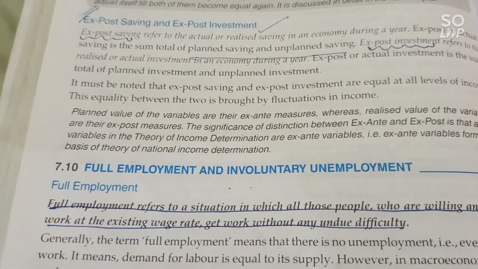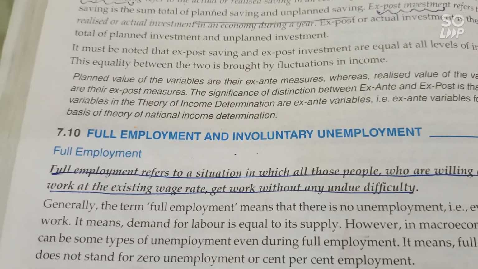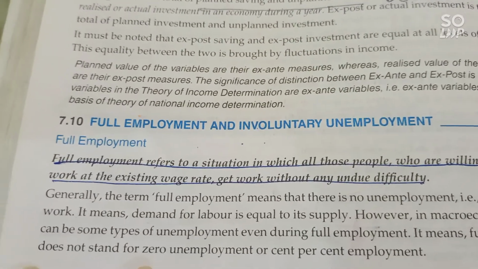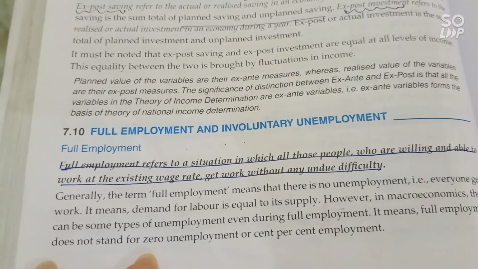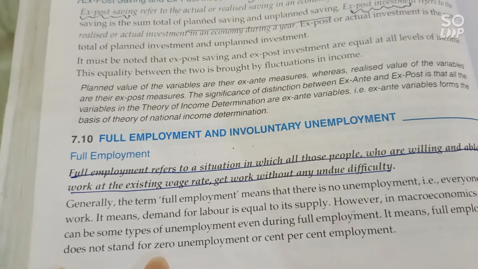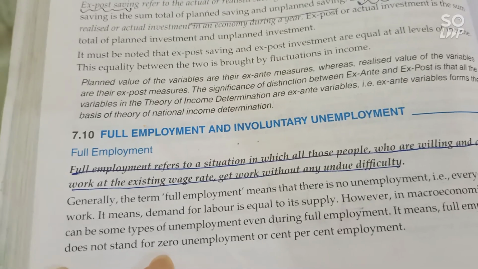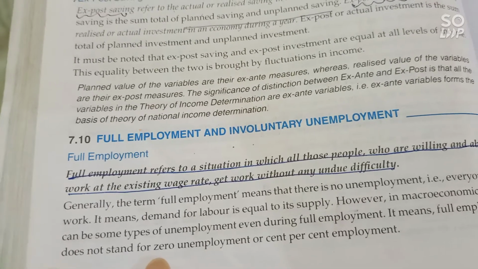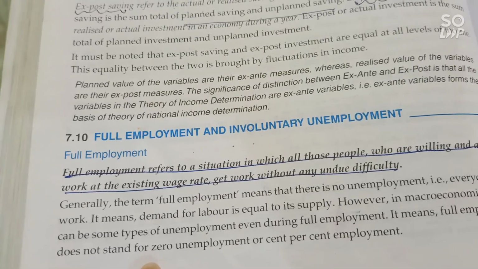Next is full employment and involuntary unemployment. These two topics are important for 1 mark questions, so you need to learn the definitions. Full employment refers to a situation in which all those people who are willing and able to work at the existing wage rate, at the prevailing wage rate, get work without any difficulty. This type of employment is known as full employment.